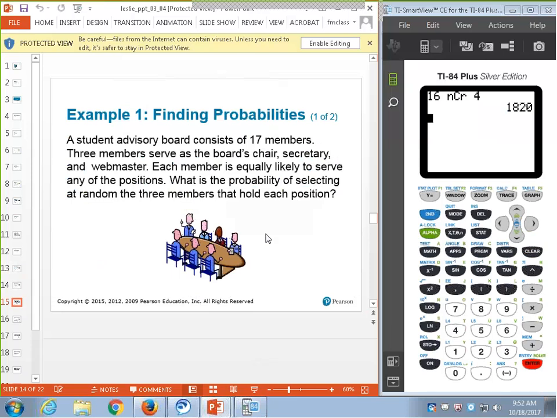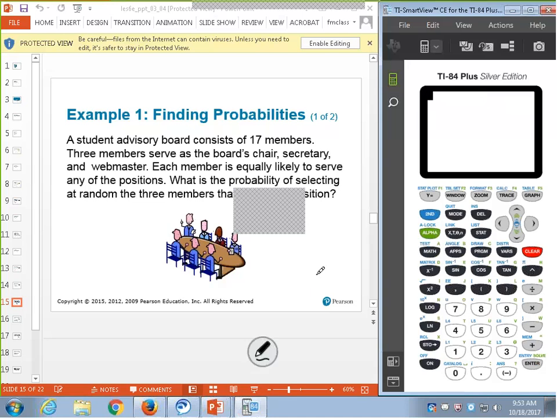All right, let's put it all together. Let's do a probability problem. A student advisory board consists of 17 members. 3 members serve as the board's chair, secretary, and webmaster. Each member is equally likely to serve any of the positions. What is the probability of selecting at random the 3 members that hold each position? So you've got chair, secretary, and webmaster.